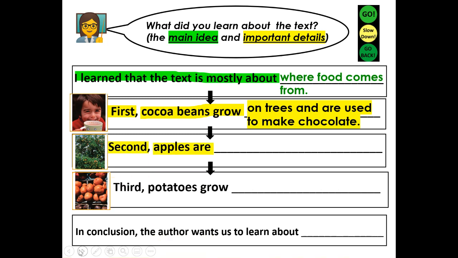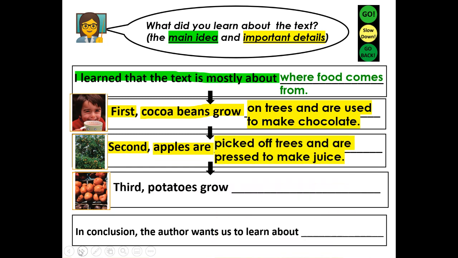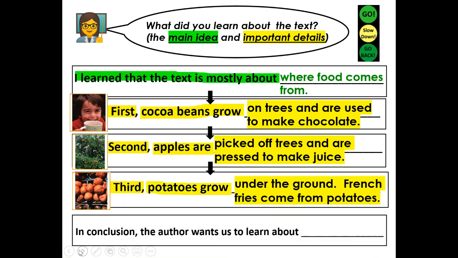Second, apples are picked off trees and are pressed to make juice. Second, apples are picked off trees and are pressed to make juice. Third, potatoes grow under the ground. French fries come from potatoes. So that third detail is third, potatoes grow under the ground. French fries come from potatoes.